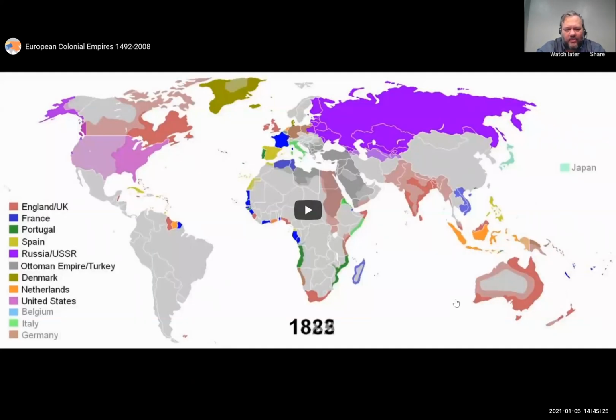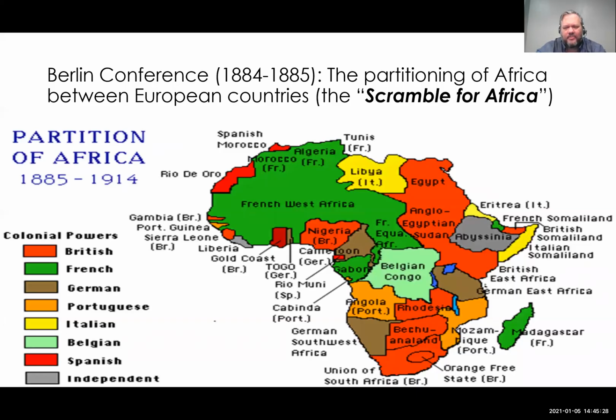I just wanted to give you a visual of what that looked like. When we talk about colonialism in Africa, we have the Berlin Conference, from 1884 and 1885. This is a phrase I want you to know: the Scramble for Africa. The European countries got together in Berlin, thus the Berlin Conference, and they carved up Africa like this. The French were the green here, the British are the red, and you can see how this works.